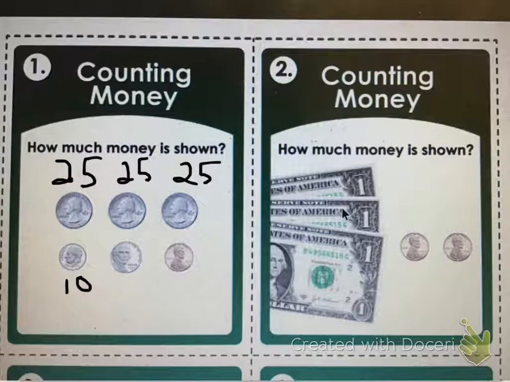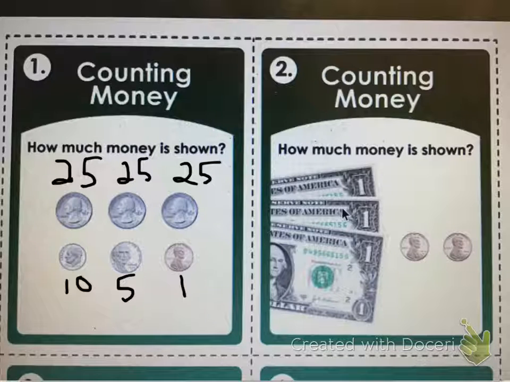And I have one nickel. A nickel is 5, and 1 penny. So once I label my coins, now I've got that down. Now I'm ready to count them up. So pause the video and see if you can figure it out. If you've had enough time to do that, let's count and see and check your work.